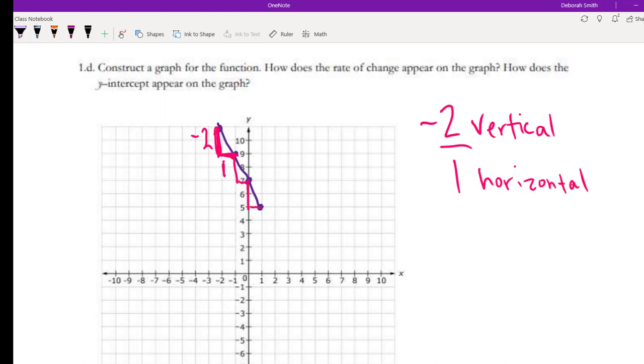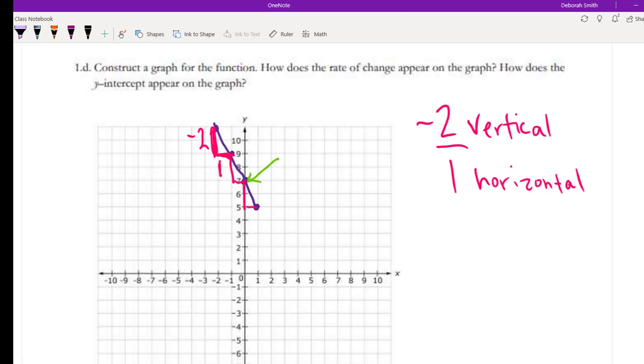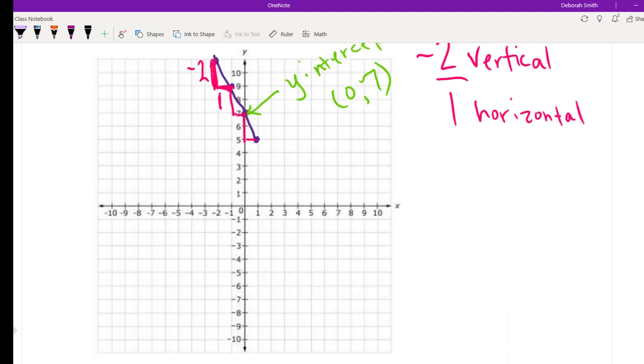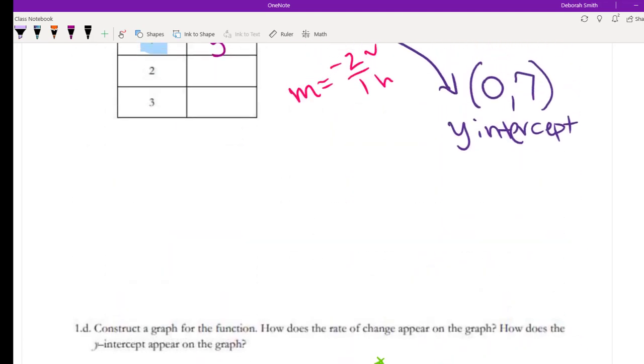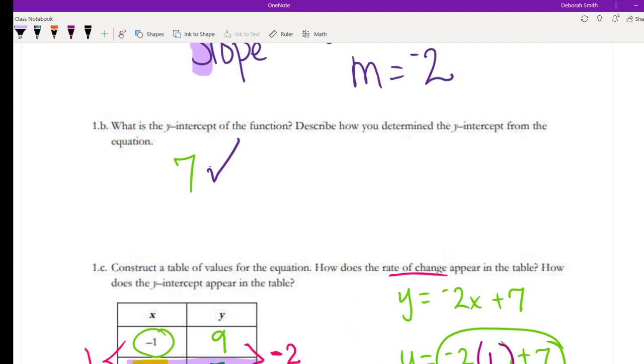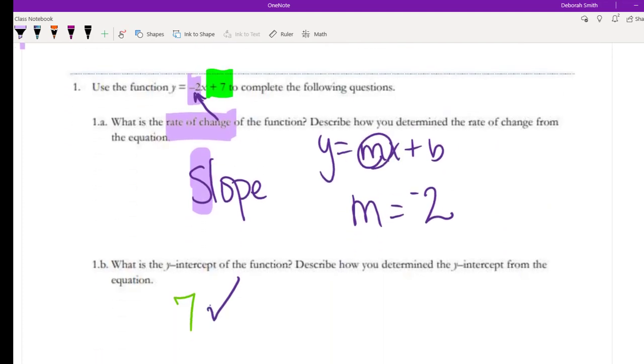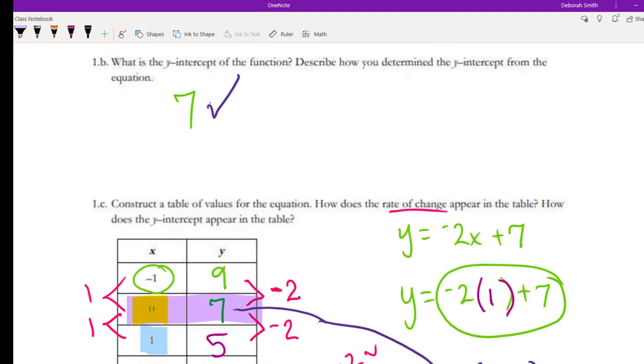And then the y-intercept we started with right here. This is where in a graph we see our y-intercept, which was 0 and 7. So here we have it represented as a graph. Here we have it represented as a table of values. And here we've talked about what it looks like in an equation, how we can find the slope and y-intercept in all of those different representations. You guys will need to finish on your own.